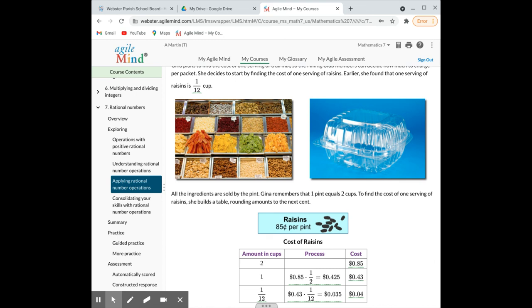Well, we could multiply it by half, or we could divide by 2, right? So if we do that, what did they get? How many cents would 1 cup cost? 43 cents. Correct. And then how did they figure out what 1/12 would cost?